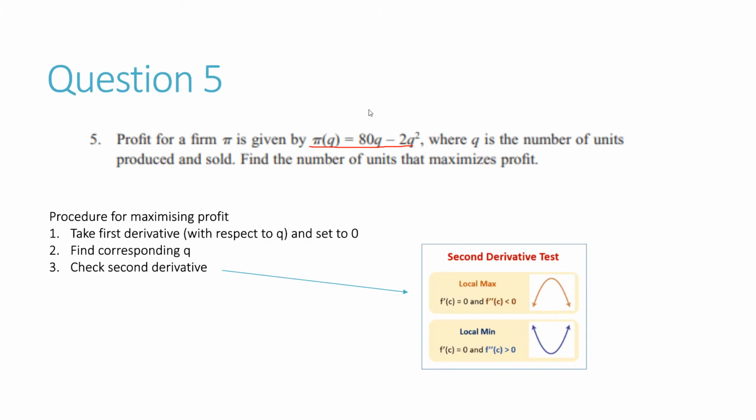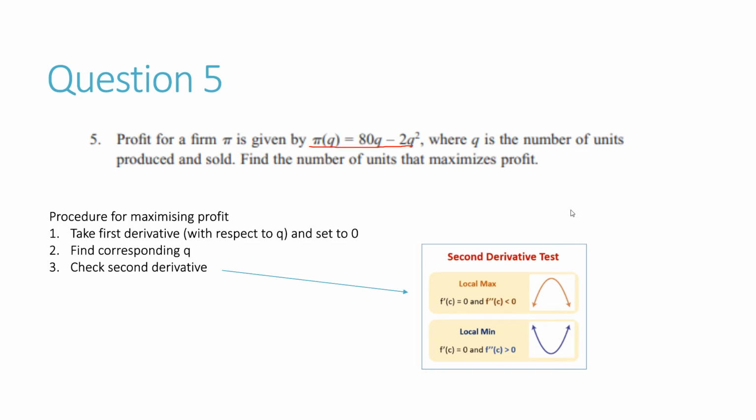I've written a little bit of a general procedure here. The first step is to take the first derivative with respect to Q. Step 2 is to set that to 0 and solve that equation, so you find the Q that corresponds to the first derivative being 0. And lastly, step 3, we want to check the second derivative as well. We want to make sure we're finding a maximum and not a minimum.